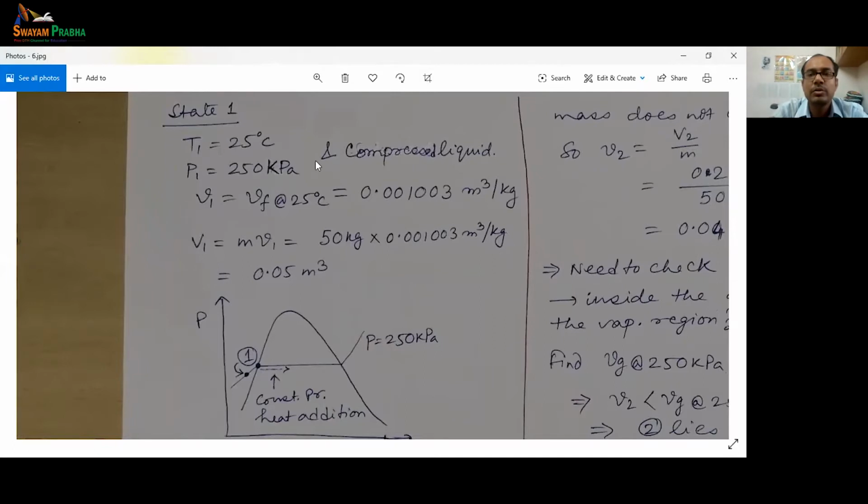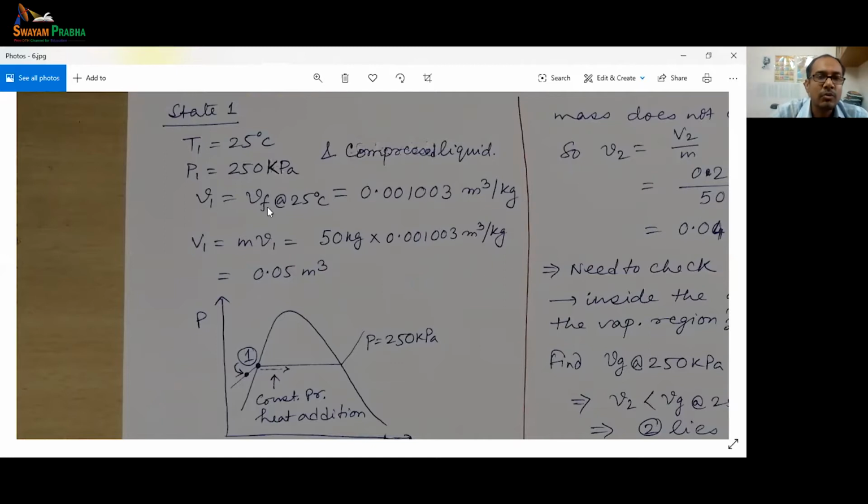So for the compressed liquid, we don't have any table for that. We have seen that whenever we have compressed liquid, we take the specific volume to be the same as the saturated liquid value for that particular temperature. Here the temperature is 25 degrees centigrade. So the first state, v1, that's the specific volume at state 1, we will take it as the specific volume at 25 degrees centigrade, and that is the saturated liquid value. And this we can look up from the saturated water table to be 0.001003 meter cube per kg.